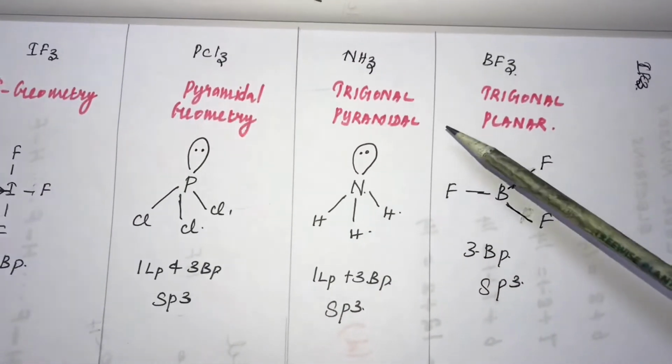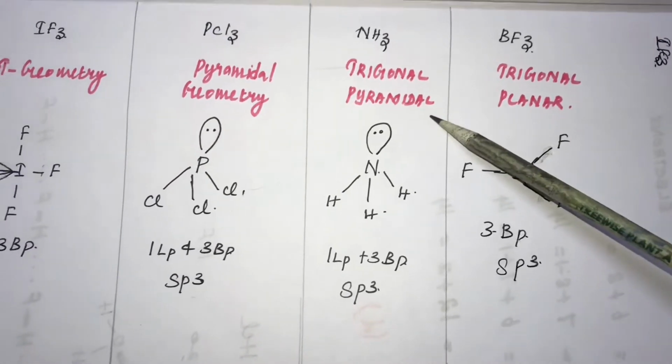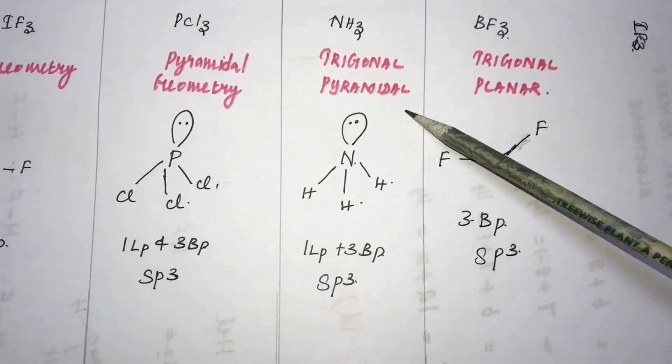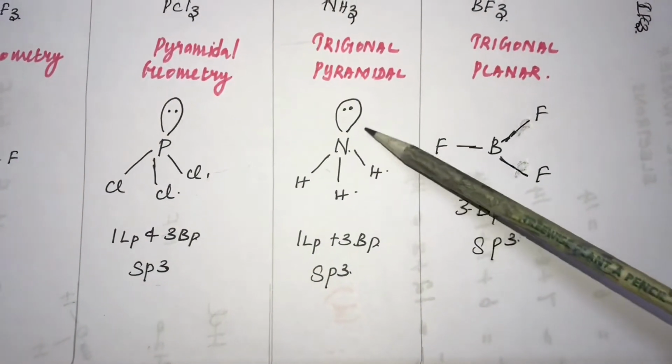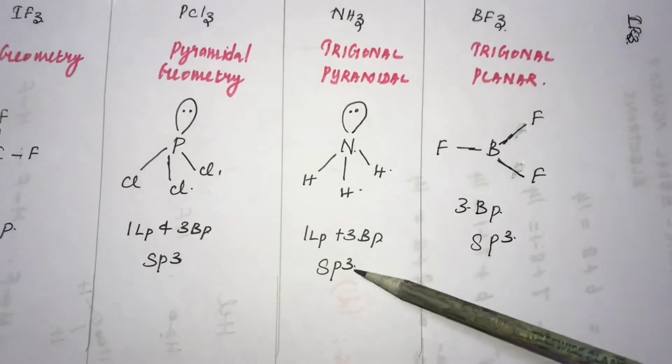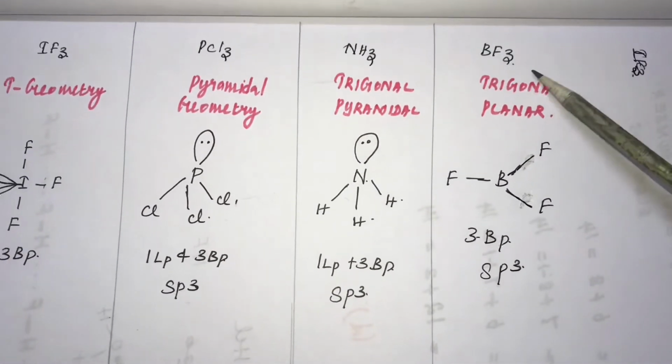And the next one is ammonia, NH3. The shape of the molecule is trigonal pyramidal structure. Here there are 3 bond pairs of electrons and 1 lone pair of electrons. The hybridization is sp3. The last one is boron trifluoride.